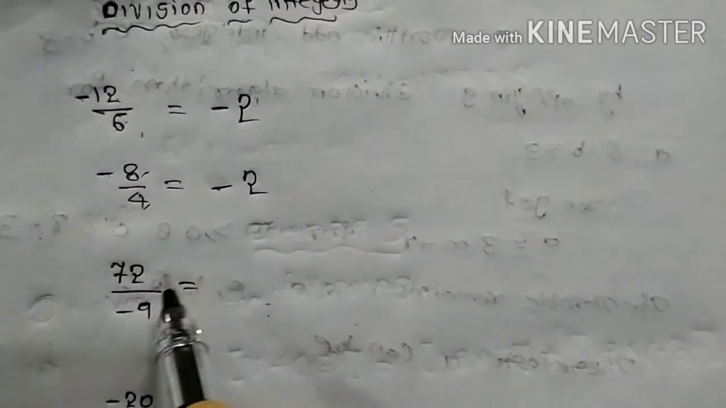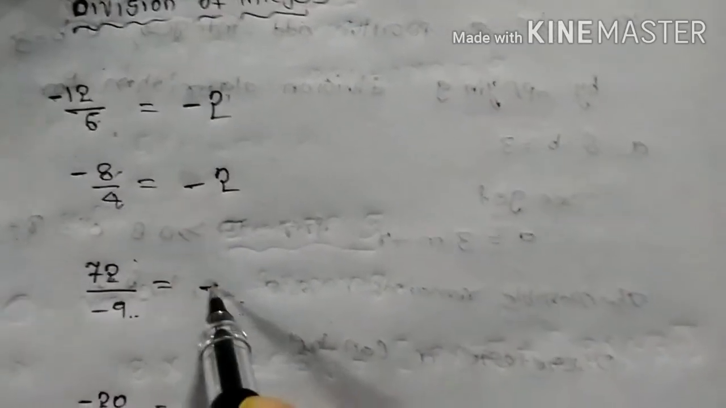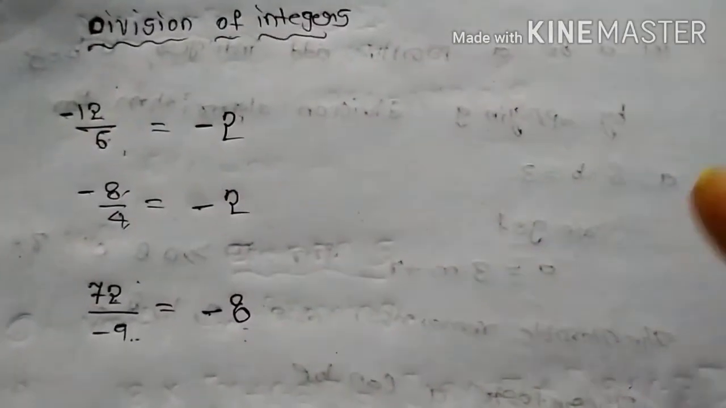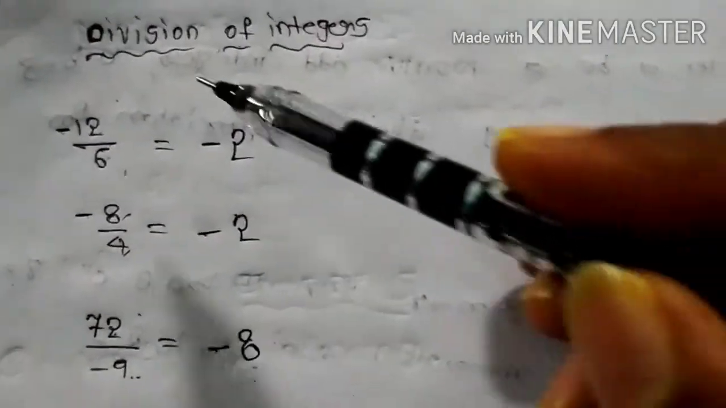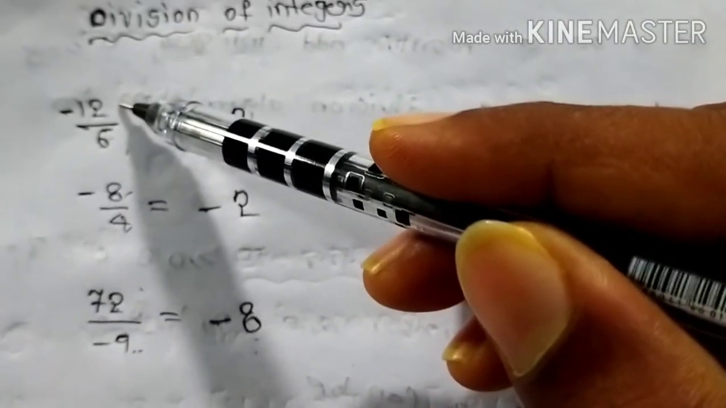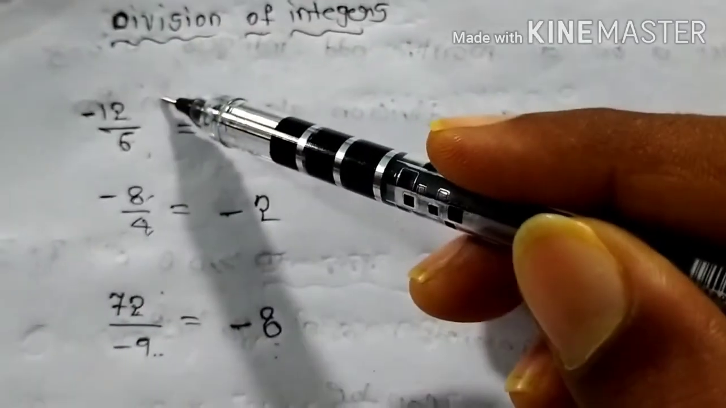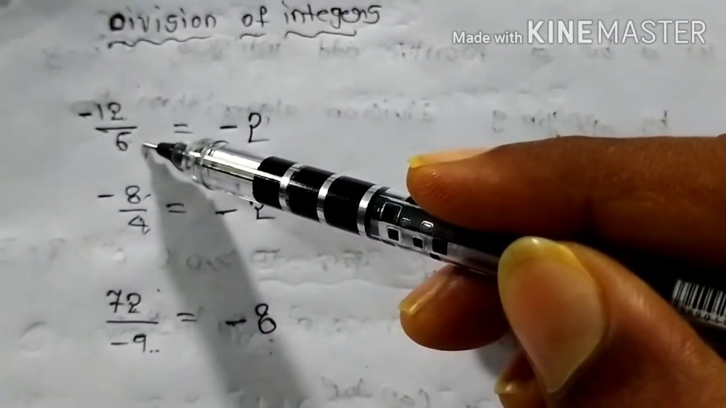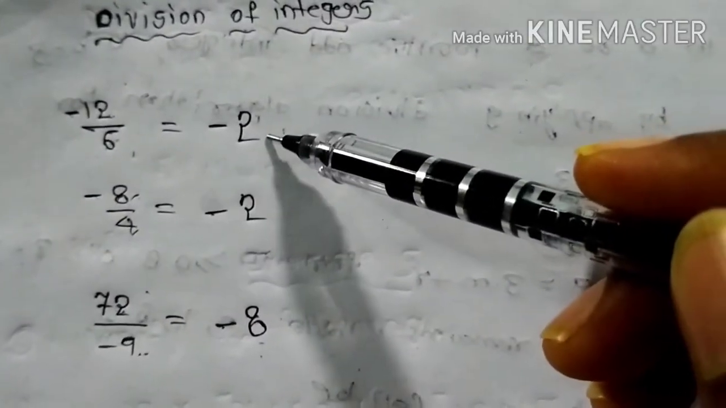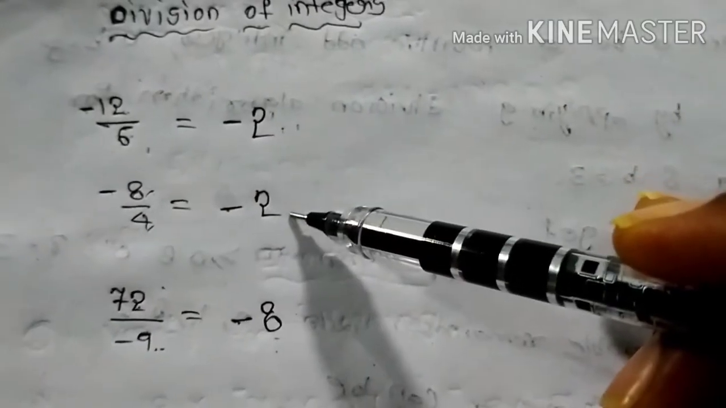See here. Here how much? 72 by minus 9 means 9 ones are 9, 9 eights are how much? 72. That means your answer is how much? Minus 8 only. Once you can see here, when we divide a negative integer, minus 12 is a negative integer, minus 8 is a negative integer. When we divide a negative integer with a positive integer, you will get a negative number as a quotient.